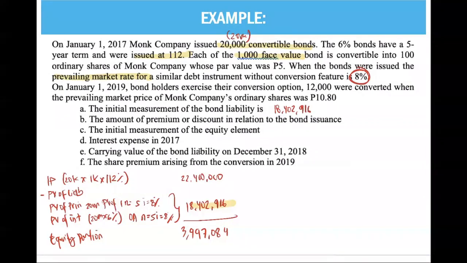So in answering letter A, our answer is 18,402,916. Next, the amount of premium or discount. For premium or discount, you just compare it to your face amount. Your face amount is 20 million. The present value is 18,402,916. So 20 million less 18,402,916 will give us 1,597,084.